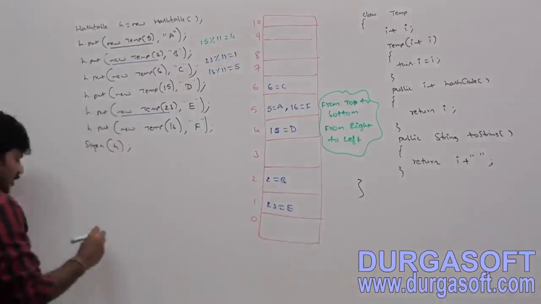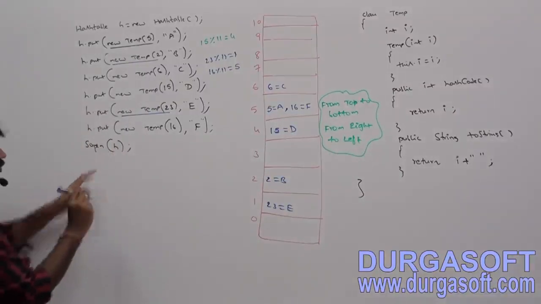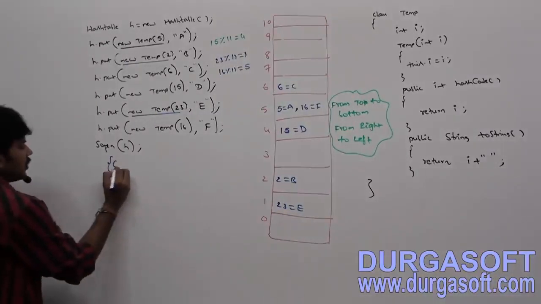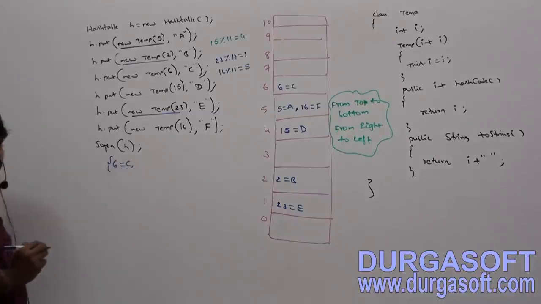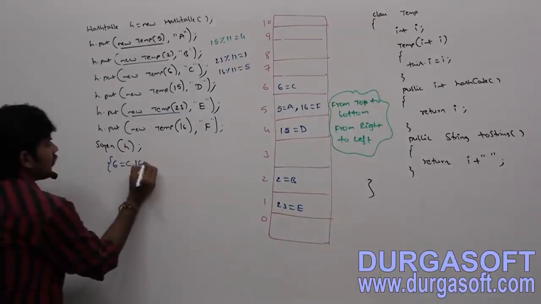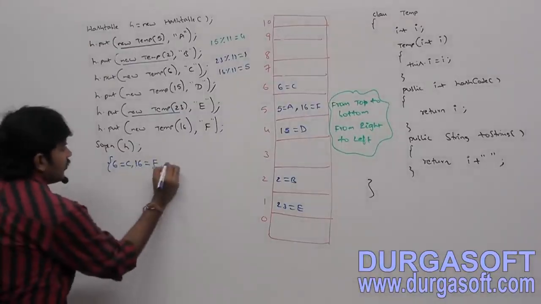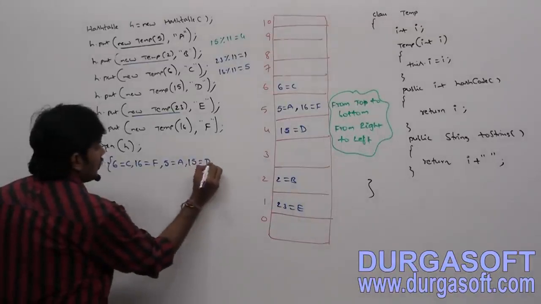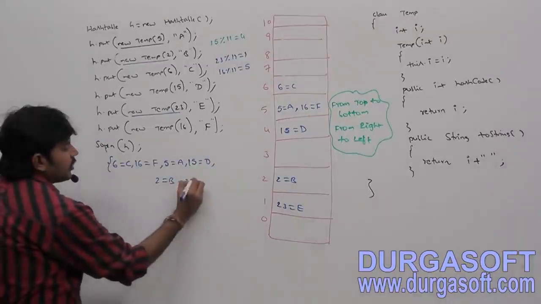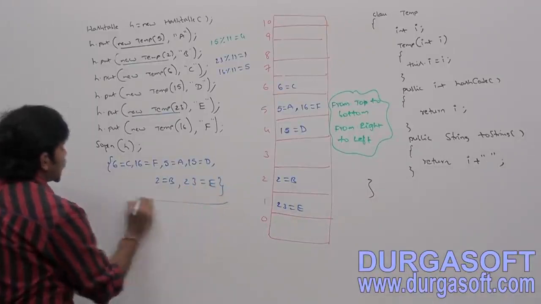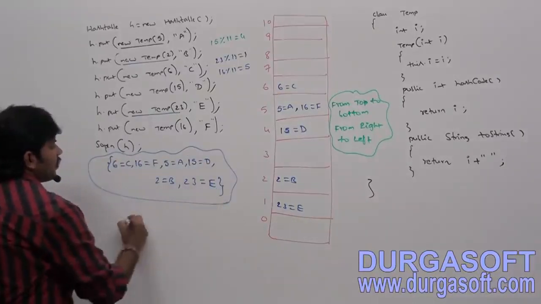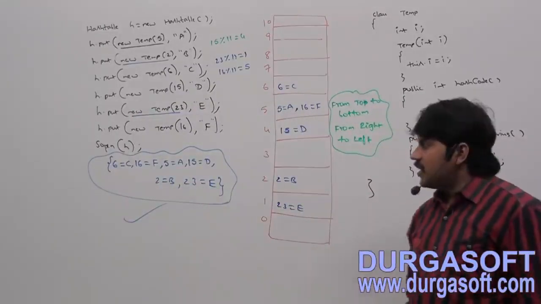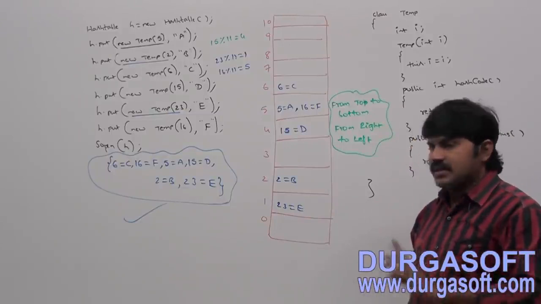Okay, now can you tell what is the output if I take SOP of h, curly brace open? What is the answer? 6=c, 16=f, 5=a, next 15=d, next 2=b, 23=e, like this. Are you getting? This is the output we are going to get. So this is the practical proof of how the entries will be saved based on the hash code of keys. Is it clear for all of you?